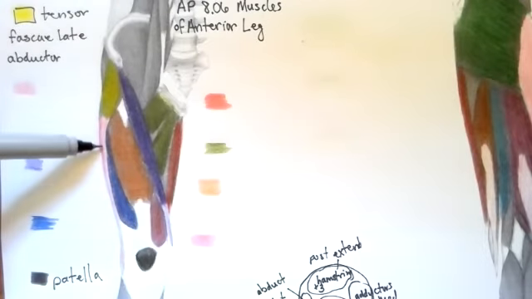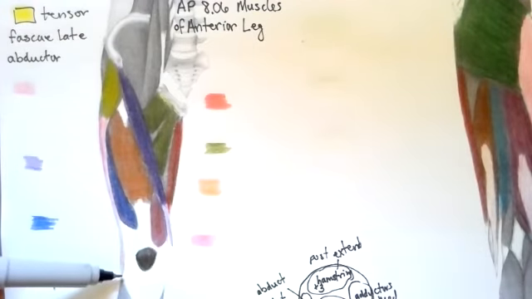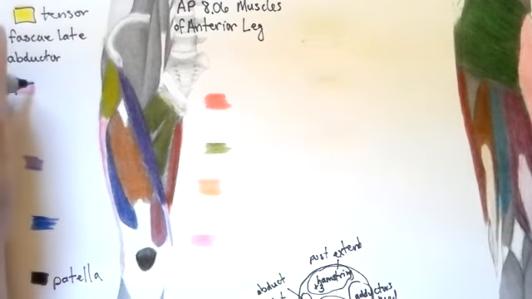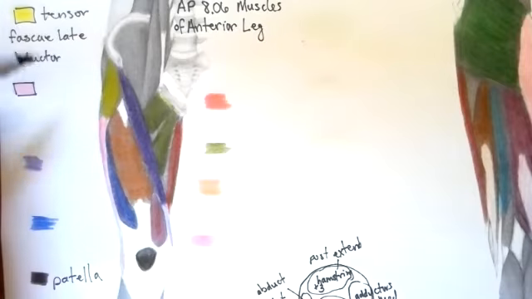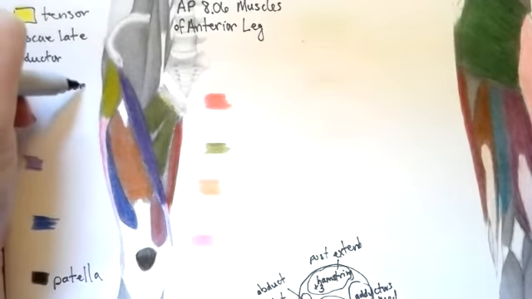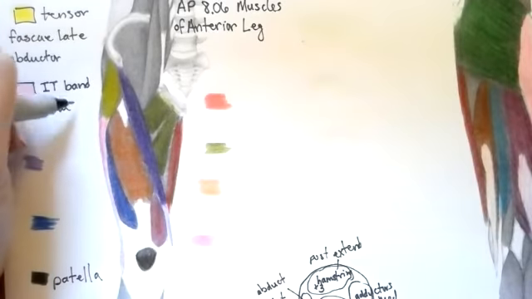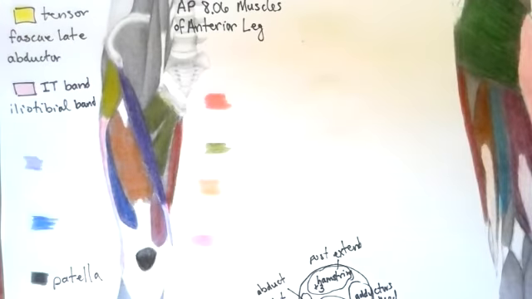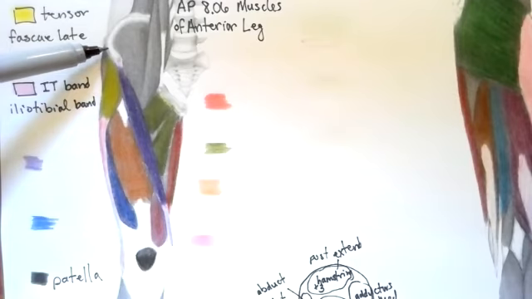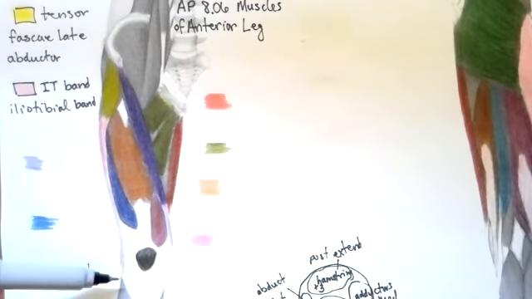It's connected to this long tendon that goes all the way down to the tibia, known as your iliotibial band. For short, it's called your IT band, but that stands for iliotibial band. Why? It originates on the ilium and it inserts on the tibia. So this one is named for its origin and its insertion.